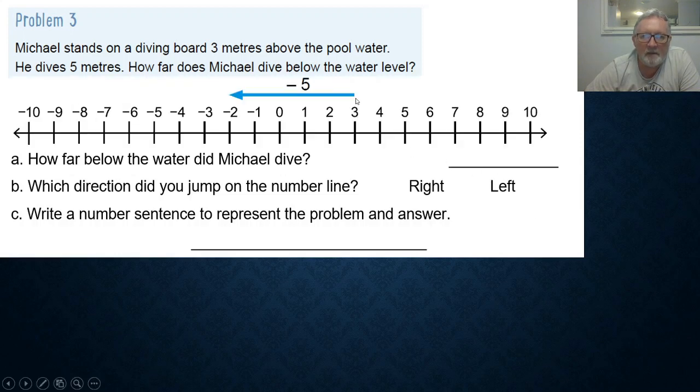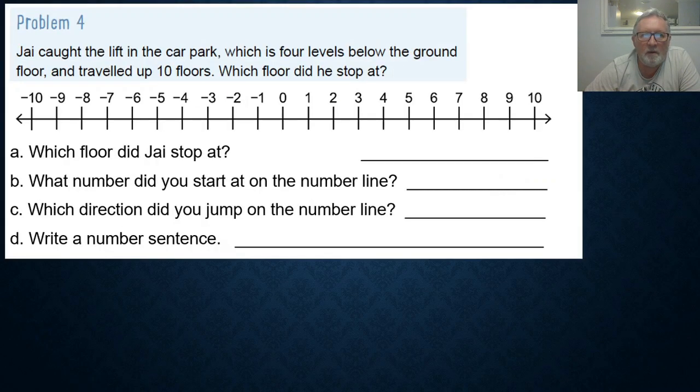So starting at 3, and that's where our arrow starts, and we move 5 to the left, which brings us to -2. So Michael was 2 meters below the surface, or -2. What direction did the number line go? It went to the left again. And the number sentence, 3, take away 5, is -2. Hopefully you found that one quite easy.